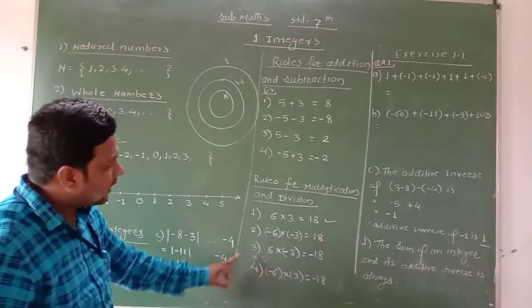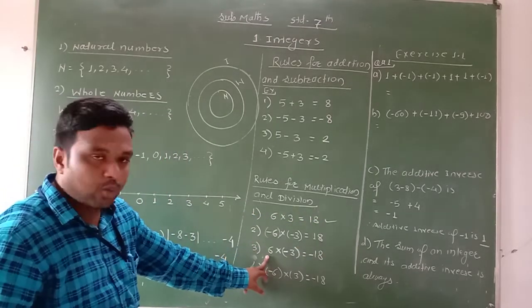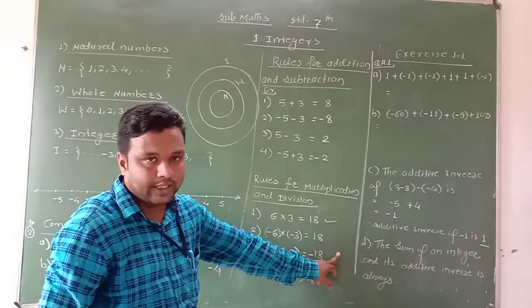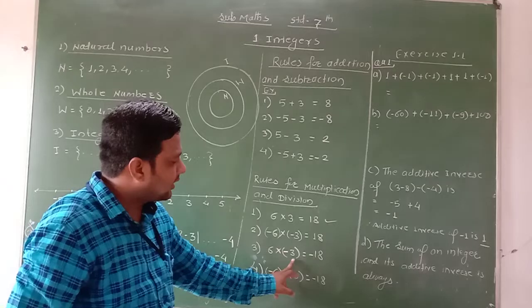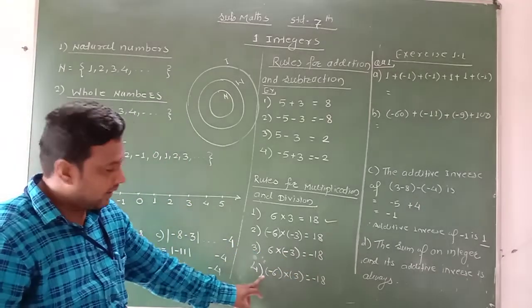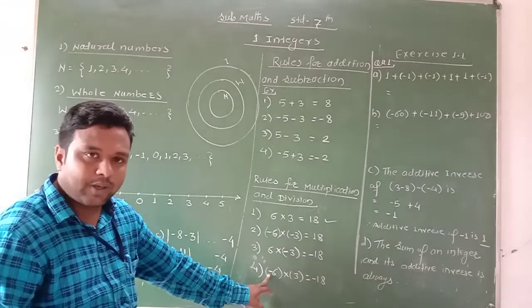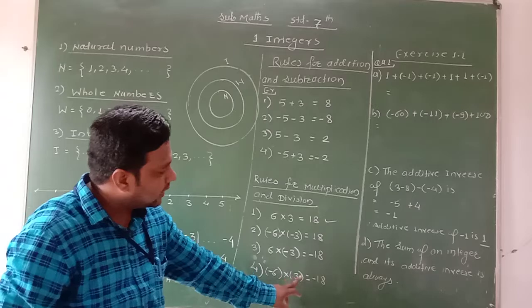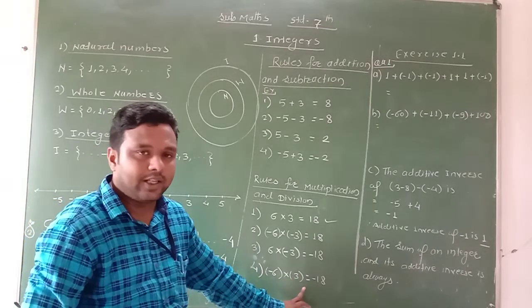Okay. Now see the third rule. If one integer is positive, another integer is negative, then the answer is negative. Here we get 6 x -3 equal to what? -18. Similarly in the fourth rule, now the first integer is given negative, -6 x 3, that is one negative, another is positive, then their multiplication is negative.